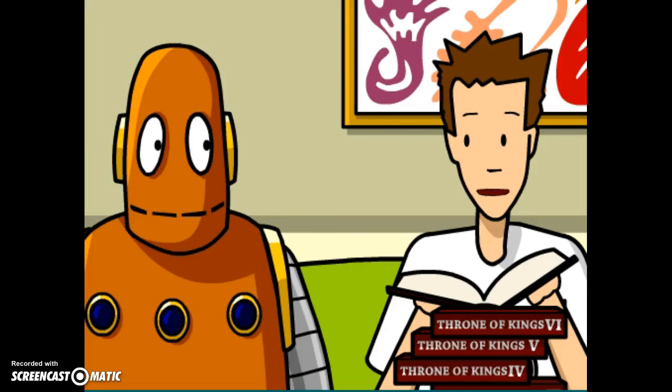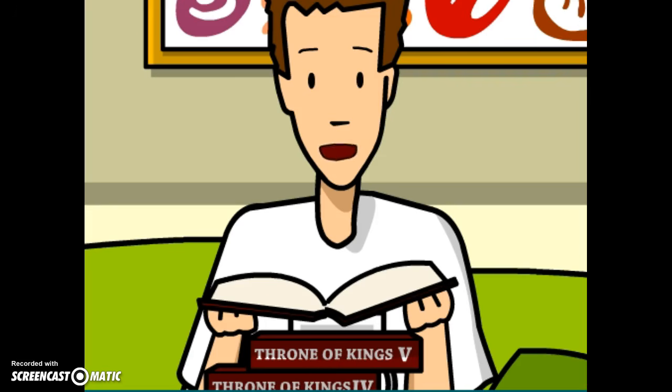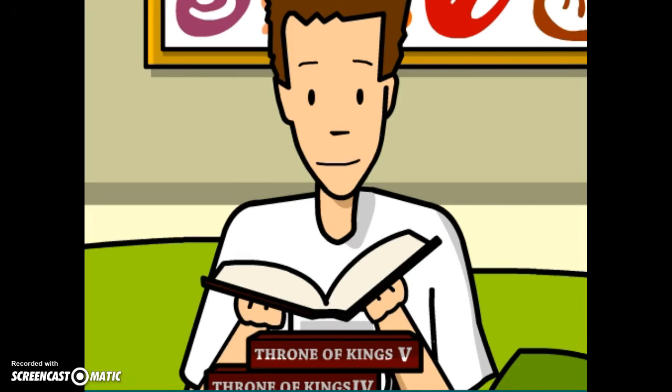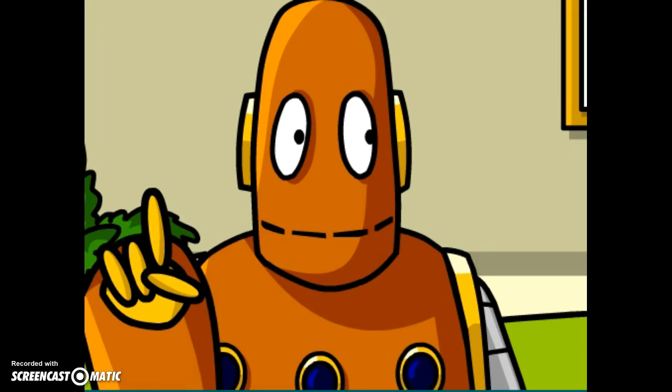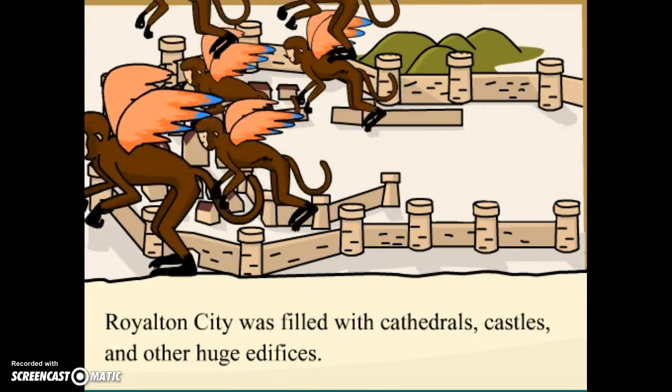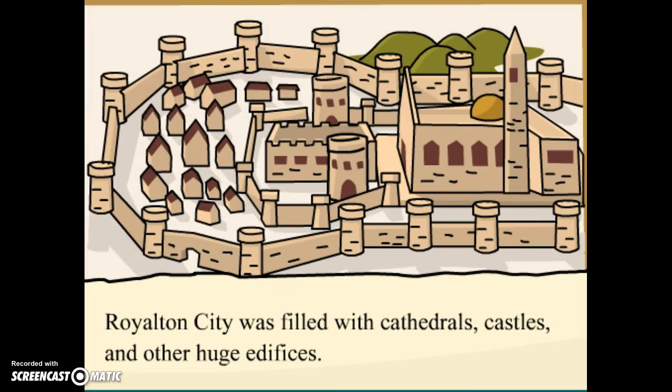Okay, just one more trick. Sometimes a mystery word will be surrounded by examples that can tip off its meaning. Check out this excerpt. Royalton City was filled with cathedrals, castles, and other huge edifices. Now, castles and cathedrals are both examples of big... Flying monkeys? No. They're buildings, Moby. A cathedral's a building, so's a castle. So edifices means buildings.